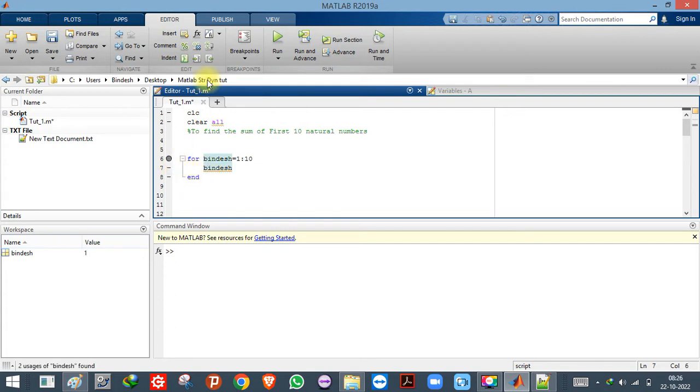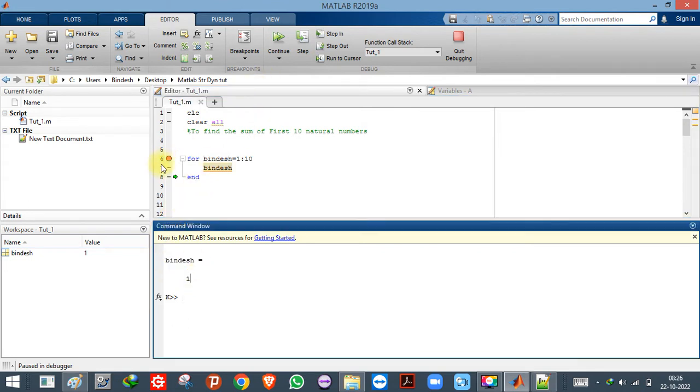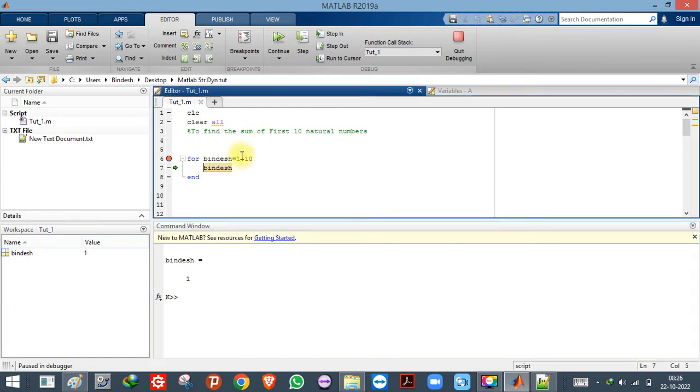I have simply added a pause over here. I have run the code. It is standing over here. Now here it has taken Bindesh equal to 1. Now what will it display? 1. See, Bindesh equal to 1. Again, now it is at the end of the code. Again it will go back here.